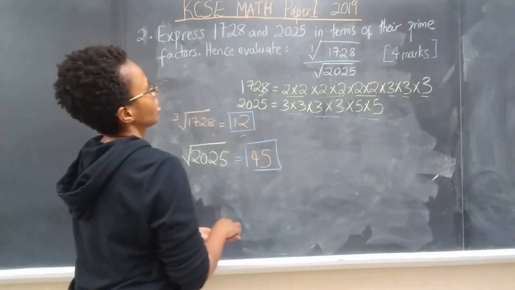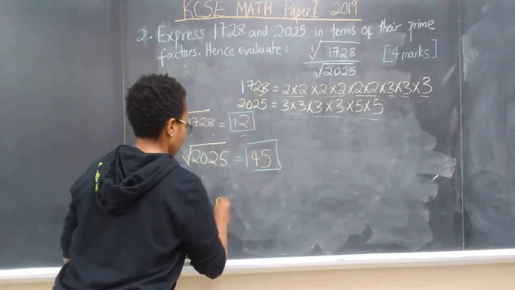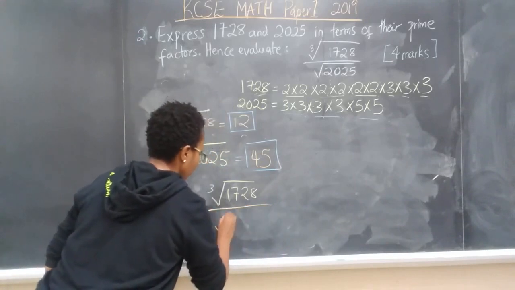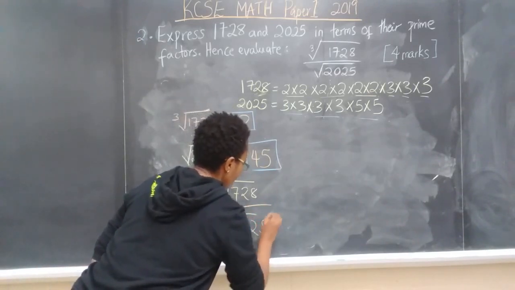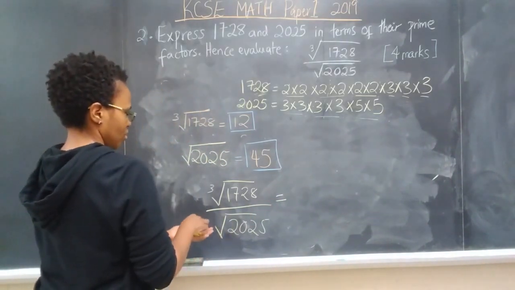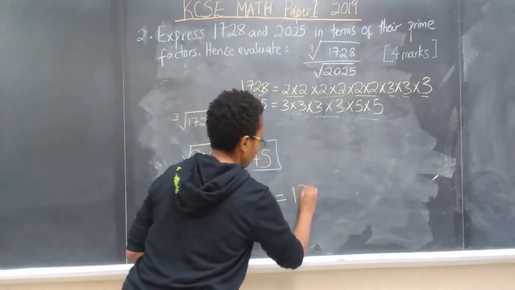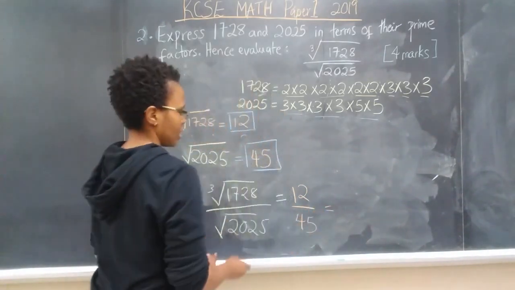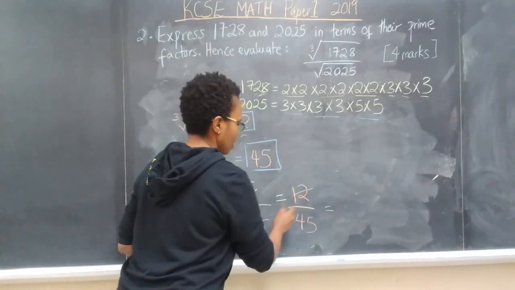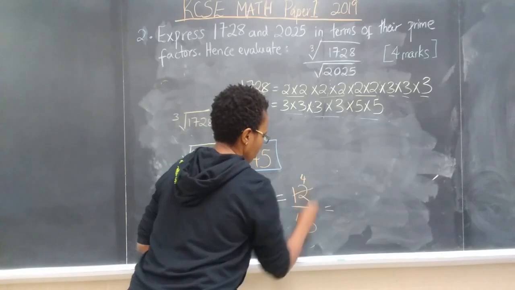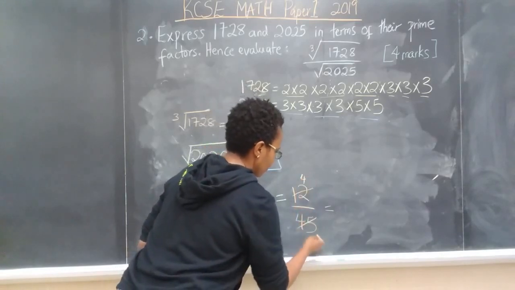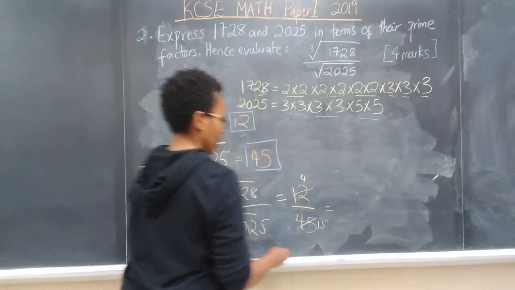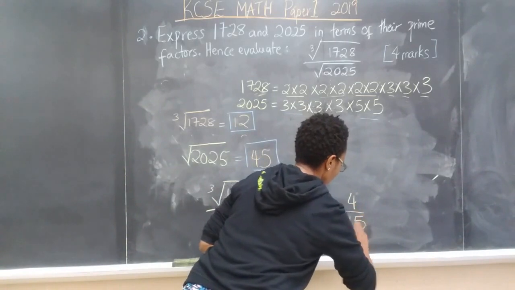Finally, the last part is asking us, the original question was the cube root of 1728 divided by the square root of 2025. Since we found those values, this is 12 divided by 45. We can simplify that. These are both divisible by 3. 12 divided by 3 is 4. 45 divided by 3 is 15. So that's our solution. Our final answer is 4 over 15.